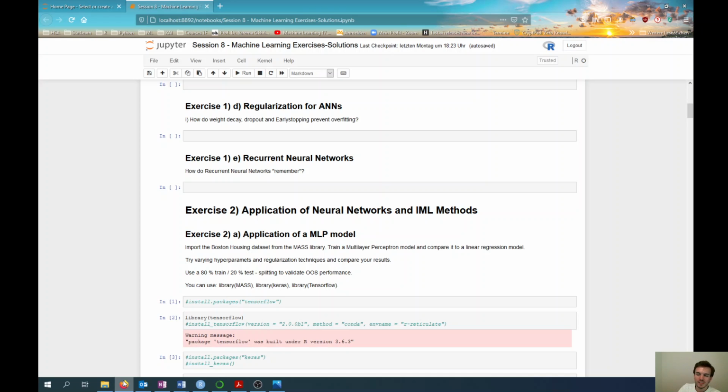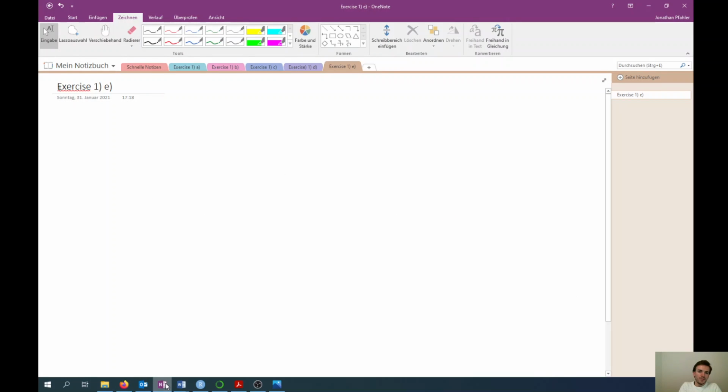In exercise 1E, I will briefly talk about the recurrent neural networks and how they remember information. So recurrent neural networks, different from feed-forward neural networks, which we had, for example, the MLP, will have information that does not flow from the input to the output, but flows within the network itself.